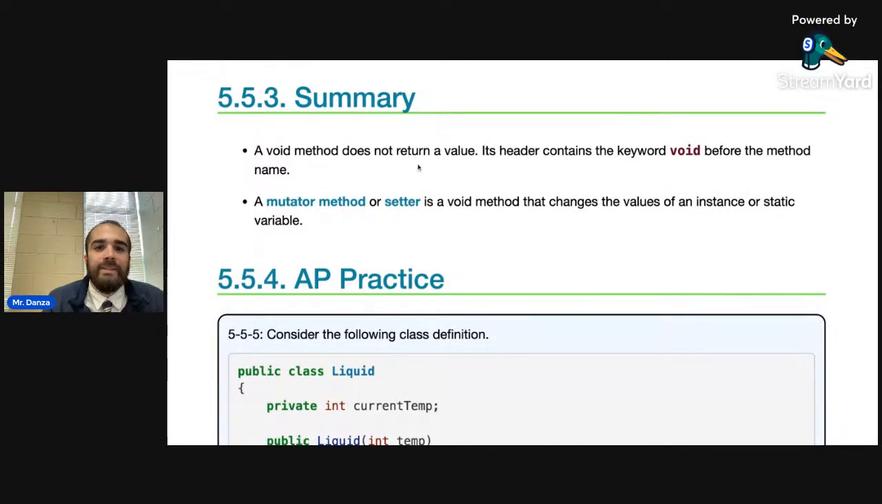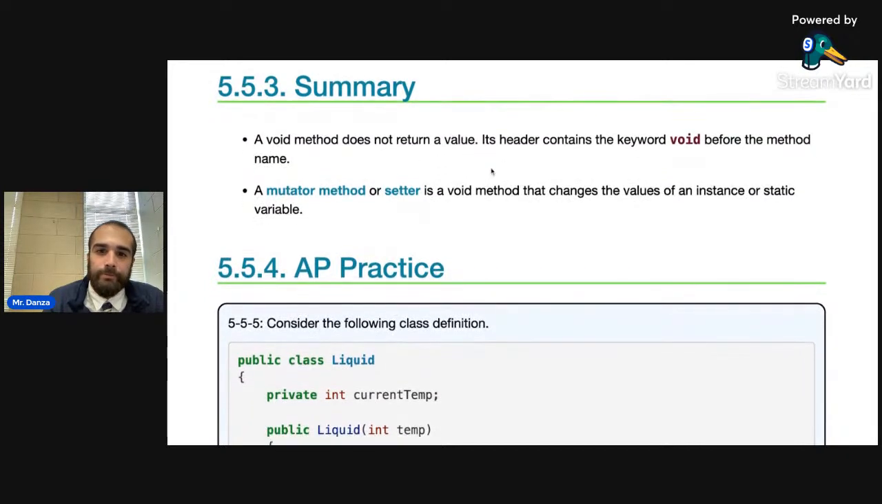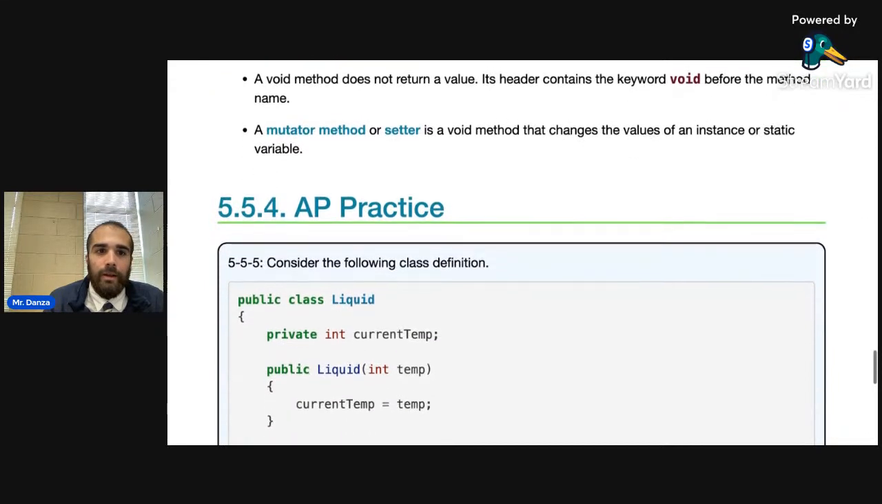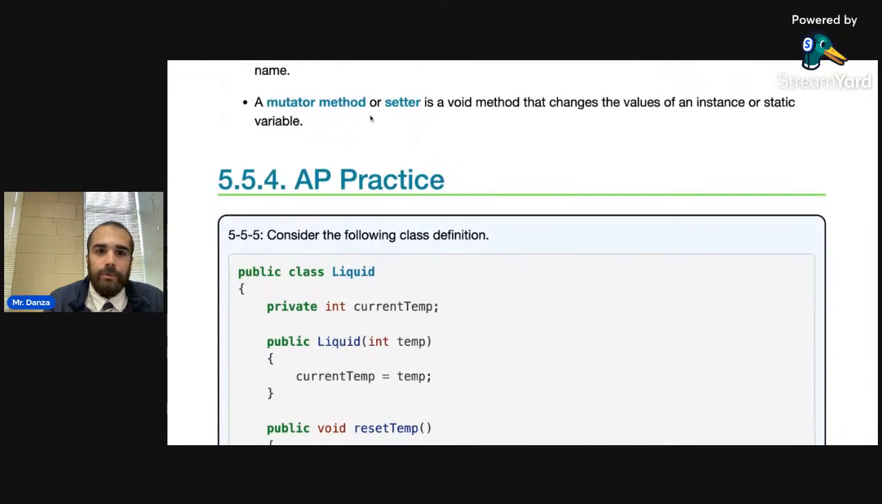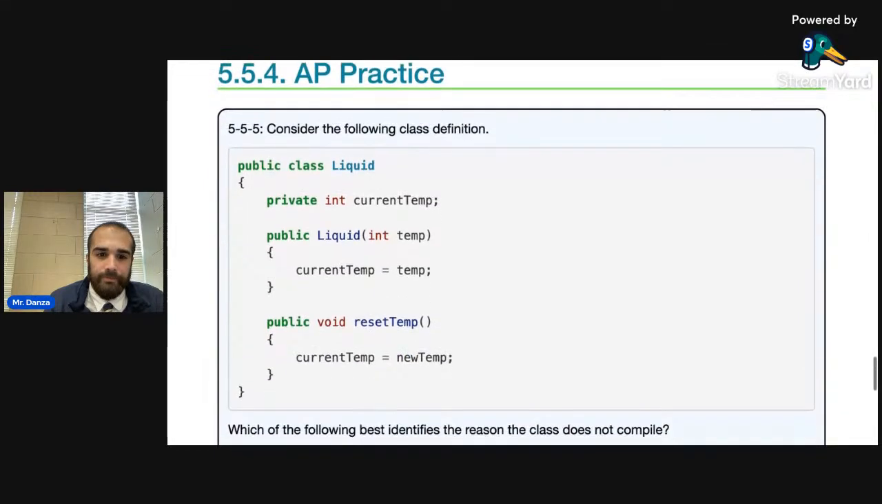A void method does not return a value. Its header contains the word void. A mutator method is the same as a setter.